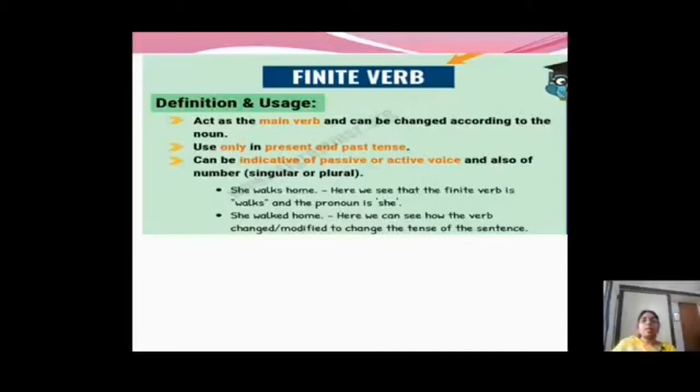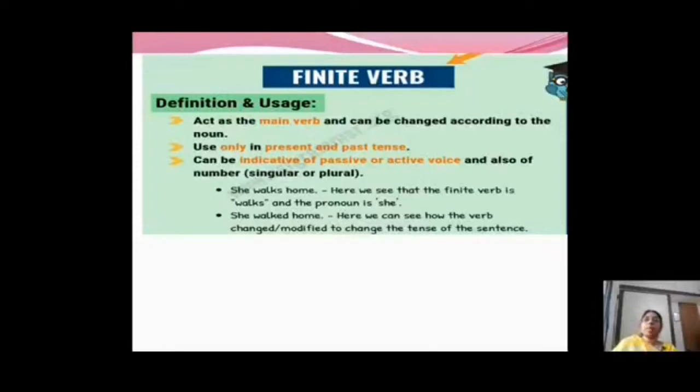Right? And the second one, she walked home. Here we can see how the verb changed or modified to change the tenses in the sentences. So walks became walked, past tense form. Right? Example sentence, you can have any number of examples. So a few examples I have given.